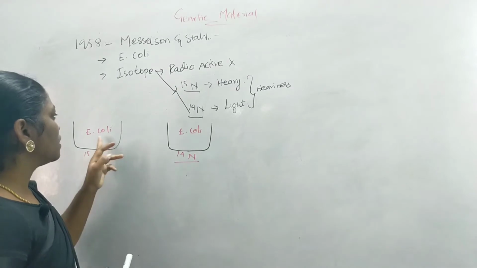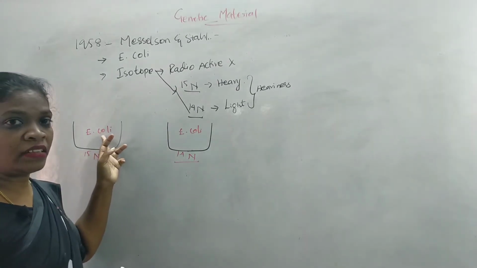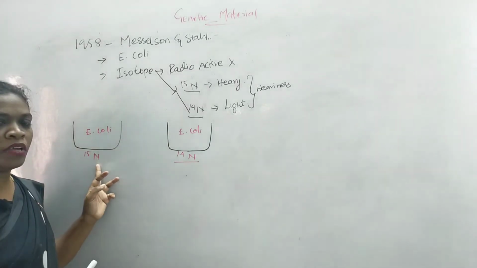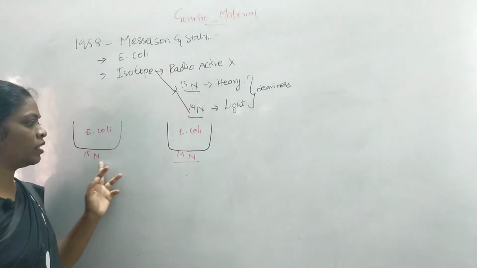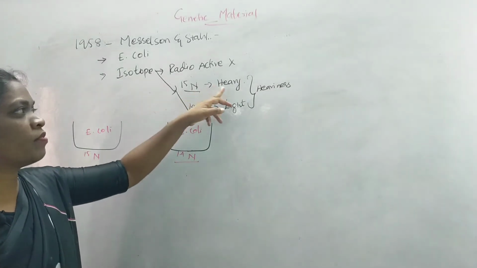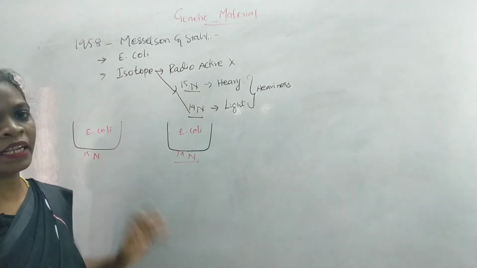So what happens here? They need nitrogen as a source for their replication process. So they'll absorb nitrogen from the medium we have provided. Here it is N15 and here it is N14. As we have learnt here, N15 is a heavy nitrogen and N14 is the light nitrogen.